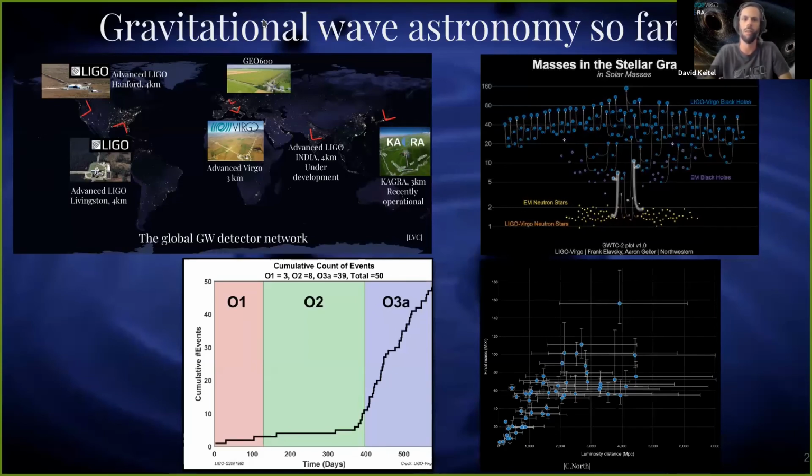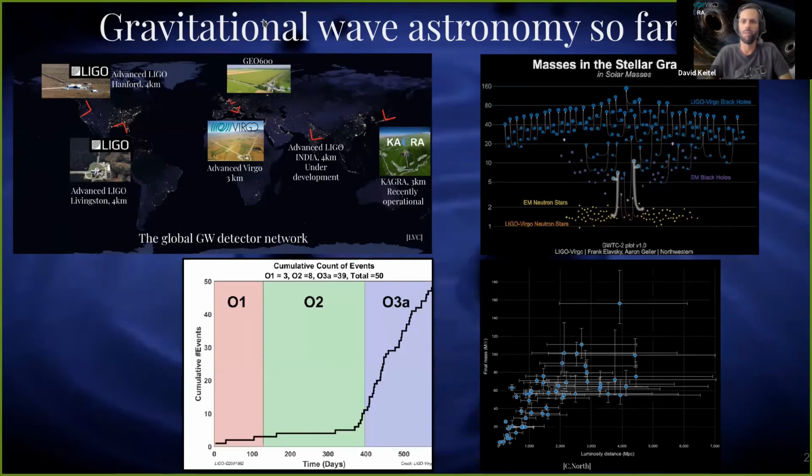We have this global gravitational wave detector network: the two LIGO detectors, Virgo, most recently KAGRA in Japan, the smaller GEO in Germany, and in a few years also LIGO India. The number of detections of gravitational wave events is rapidly increasing. We are at over 50 published events now.